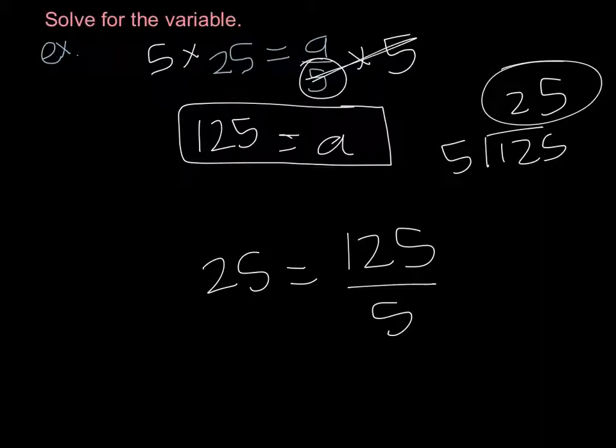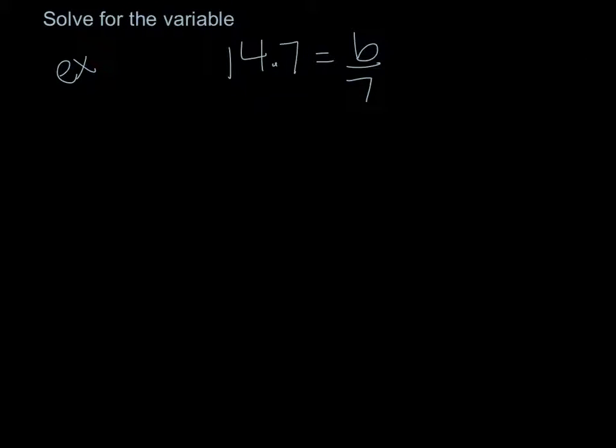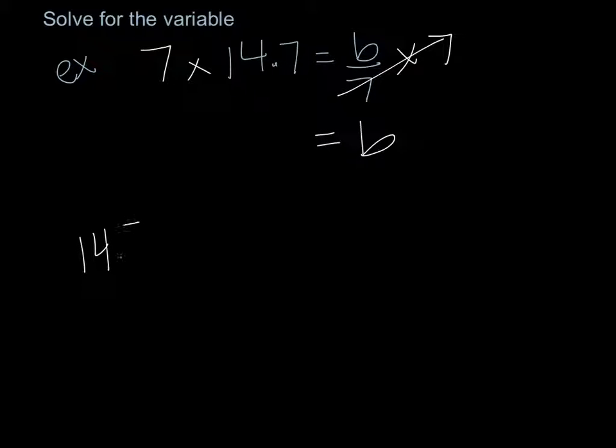All right, let me do another problem on this slide here. So in this situation, our denominator is 7. So I'm going to multiply both sides by 7. These 7s cancel, leaving us with just b. 7 times 14.7, I'll write it over here. Don't forget those decimals, they're very important.